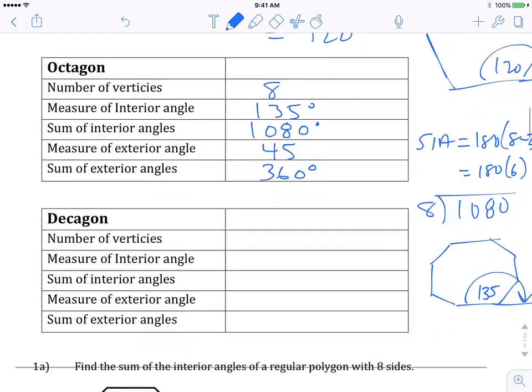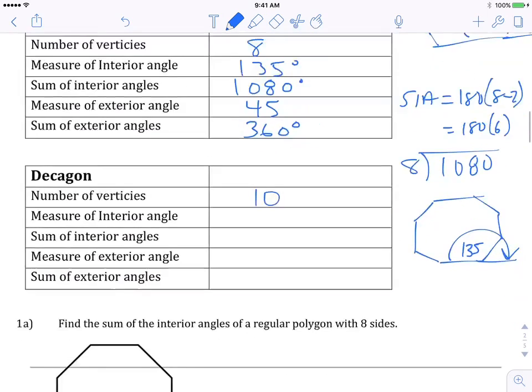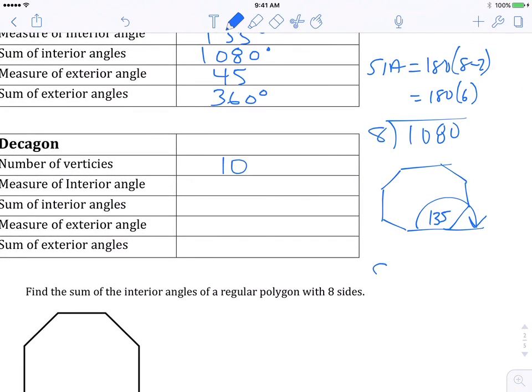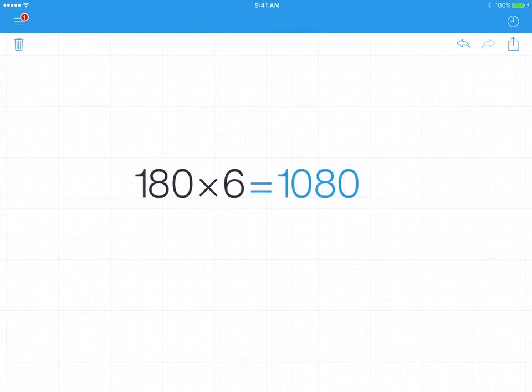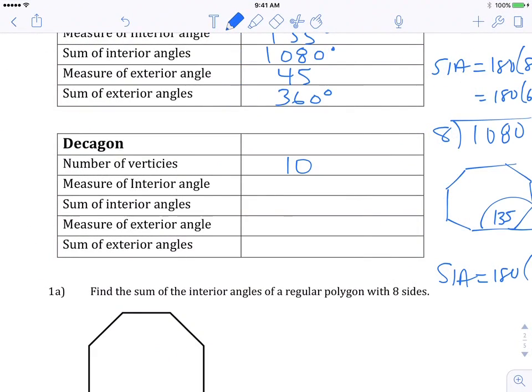In a decagon, that's 10 sides, so there are 10 vertices. The measure of an interior angle: well, with 10 sides, the sum of interior angles is 180 times 10 minus 2, and 10 minus 2 is 8. 180 times 8, we get 1,440. So the sum of interior angles is 1,440. The measure of one interior angle would be 1,440 divided by 10, which of course is 144.